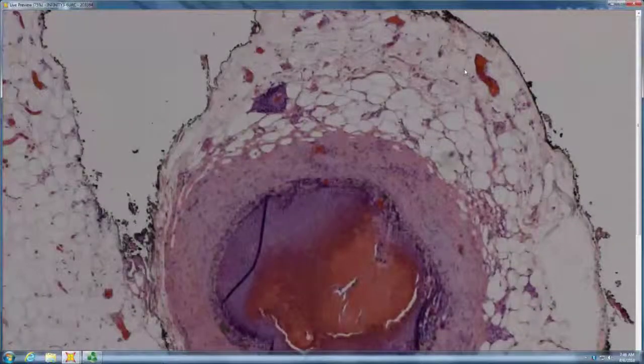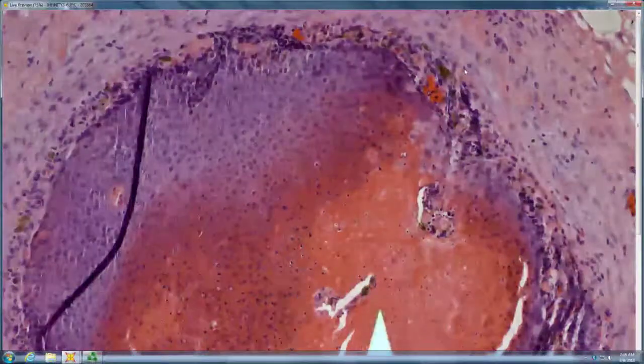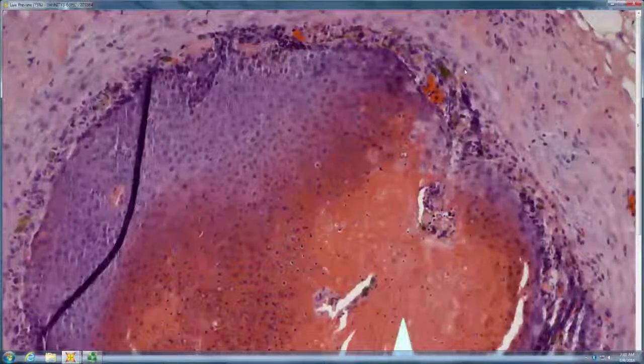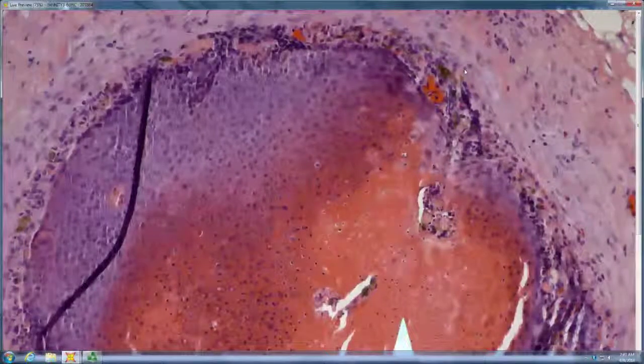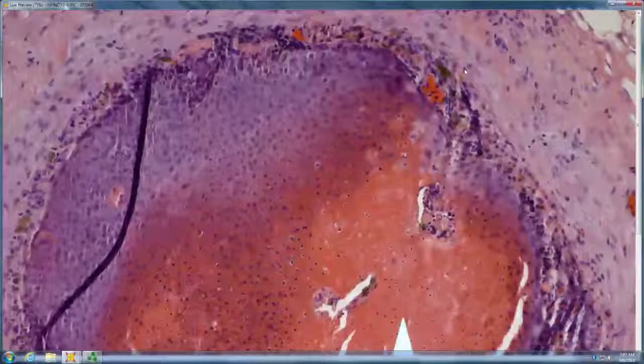See basaloid cells with pilomatrical differentiation. So basaloid cells, they undergo pilomatrical differentiation. So what would you call an oma with pilomatrical differentiation? Pilomatricoma. This is just a tiny little, that's the world's smallest pilomatricoma right there.